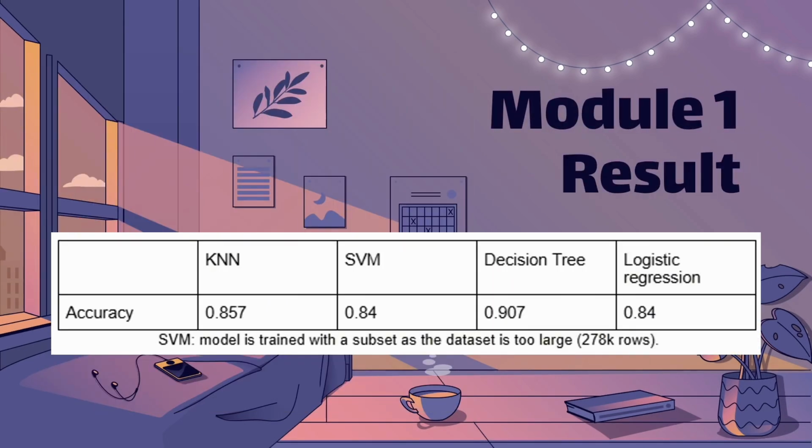This is the result of the Module 1 comparison. For Module 1, each model's accuracy is high and decision tree scored the highest with 90.7% accuracy. However, since the dataset used for training is large, the SVM model is trained with a subset instead.